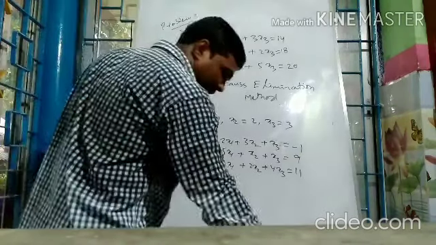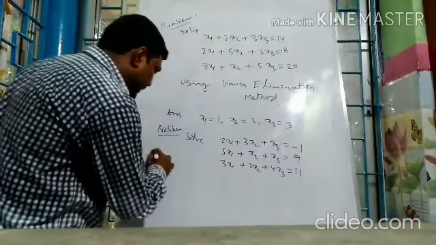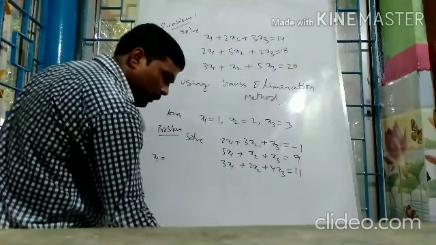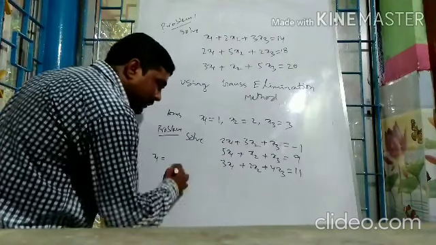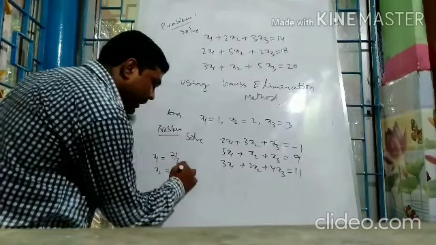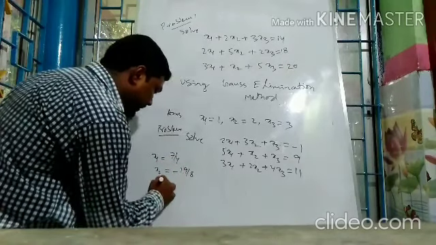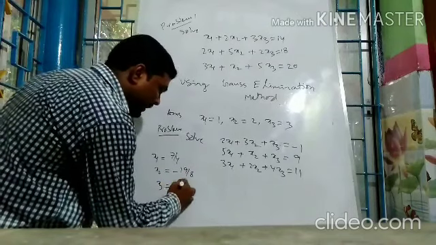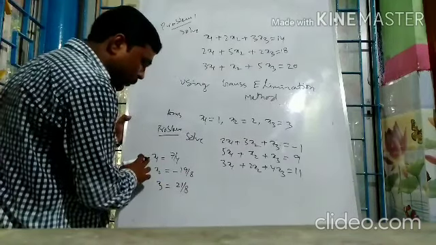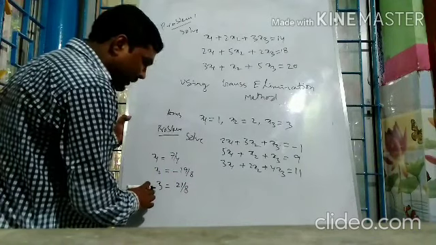Okay, just write the answer. The answer is x1 equals 7 by 4, x2 is minus 19 by 8, and x3 is 21 by 8. This is the solution.